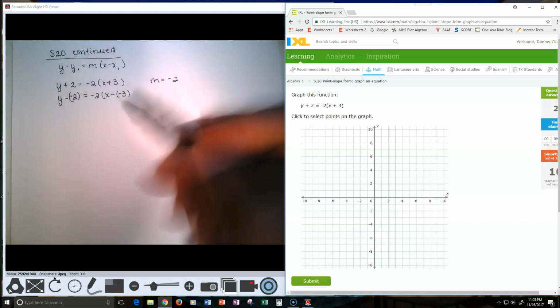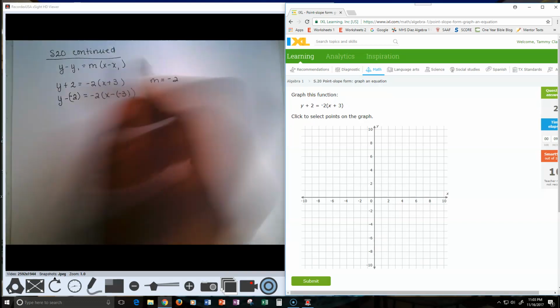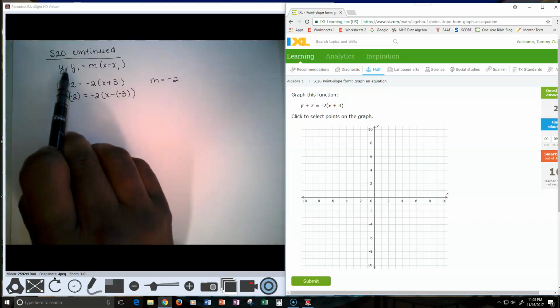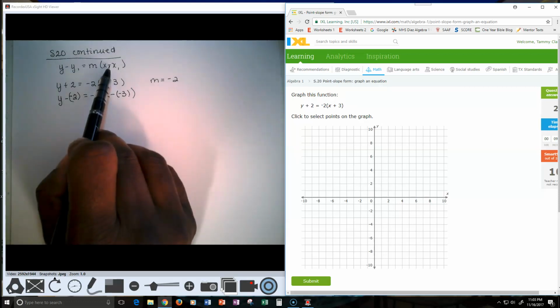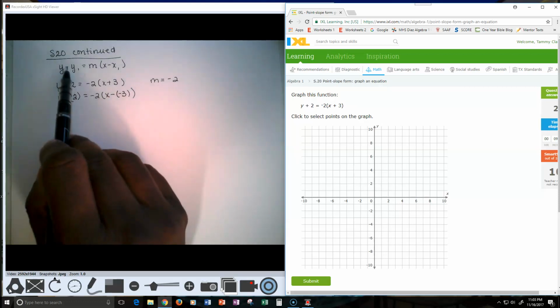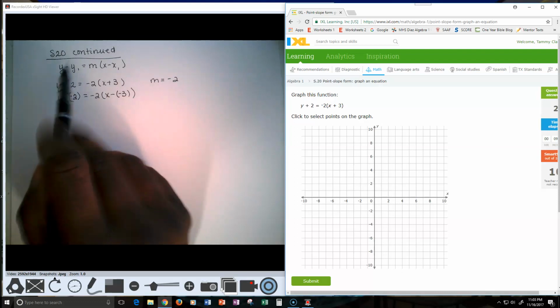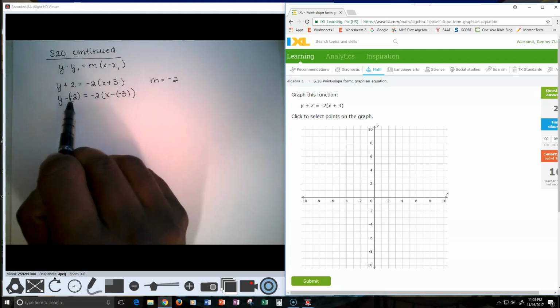And keep in mind, the reason why I'm saying it this way is because this minus and this minus in the formula have to stay there. This minus does not replace the negative number. It's part of the formula. It must always be there.